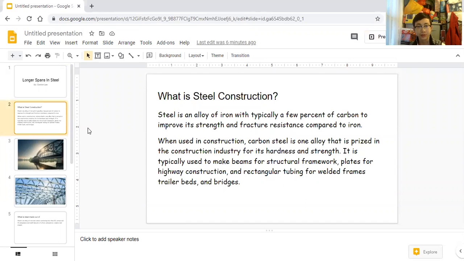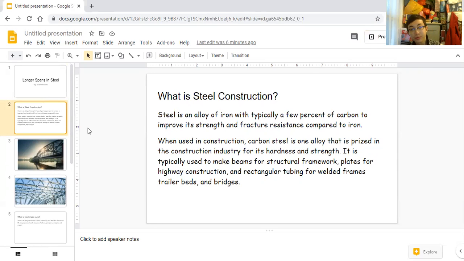So what is steel in construction? Steel is an alloy of iron with typically a huge percentage of carbon to improve its strength and fracture resistance compared to iron. It still is like iron, but not exactly iron. When it's used in construction, carbon steel is one of the alloys that is prized in the construction industry for its hardness and strength.